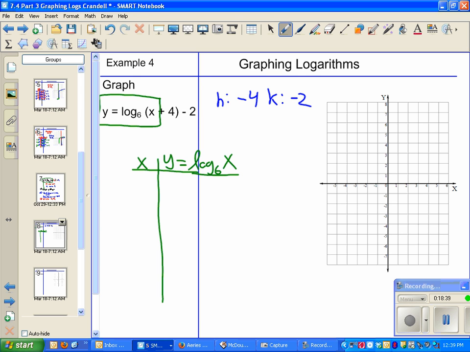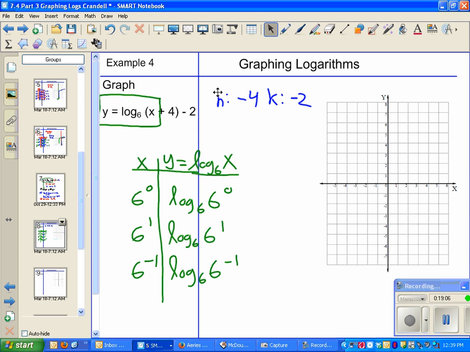All right. So 6 to the 0 should be good, 6 to the first, and 6 to the -1. If you're still watching it and you didn't pause it, then please go back, fill them in, and see what you can get for x and y. So log base 6 of 6 to the 0, log base 6 of 6 to the first, and log base 6 of 6 to the -1.